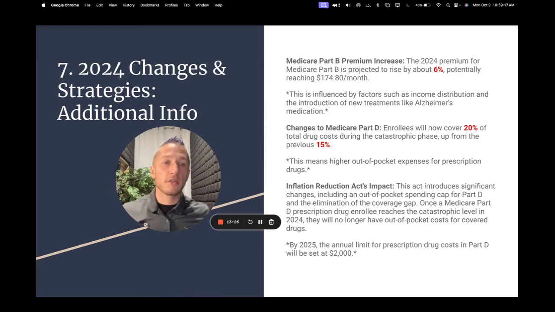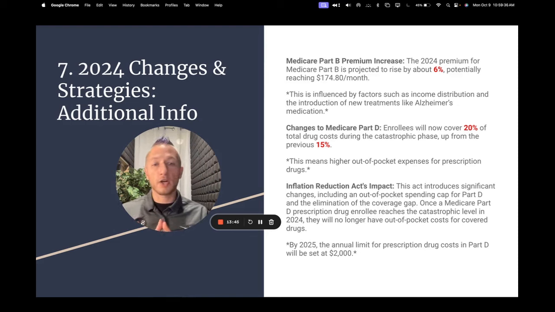Part D changes. Enrollees are now going to cover 20% of the total drug cost during that catastrophic phase I alluded to earlier, versus 15%. That means that you could have potentially higher out-of-pocket costs on your prescription drugs in 2024, although there is an Inflation Reduction Act that is going to impact things over the long haul.